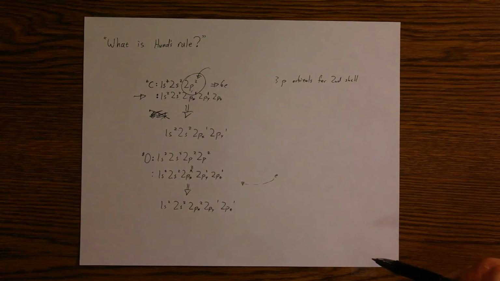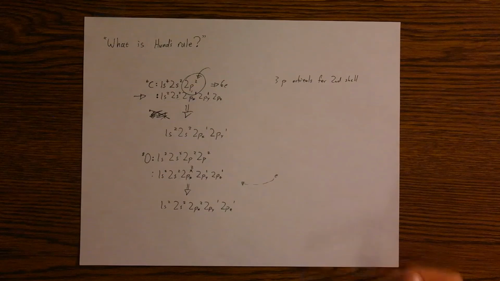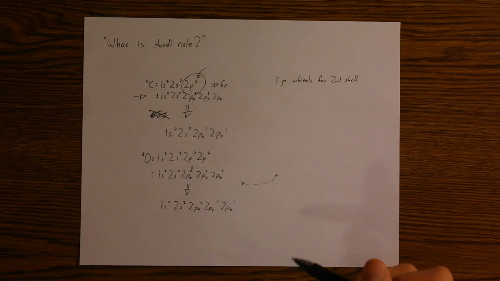Maybe you understood this, and maybe you learned this in general chem. I personally didn't. But for organic chemistry, you really need to understand Hund's rule and how it applies to electron configurations so you can move on to things like hybridized orbitals and things.